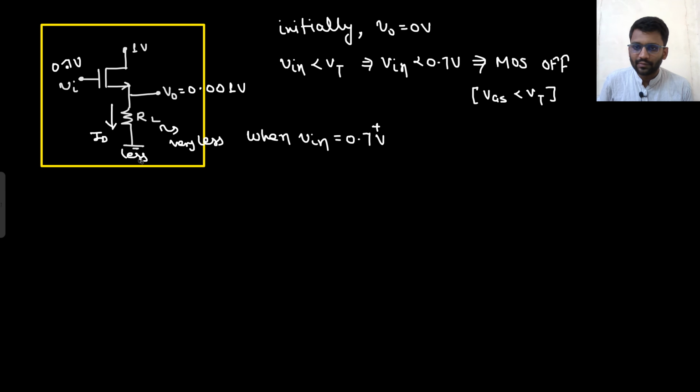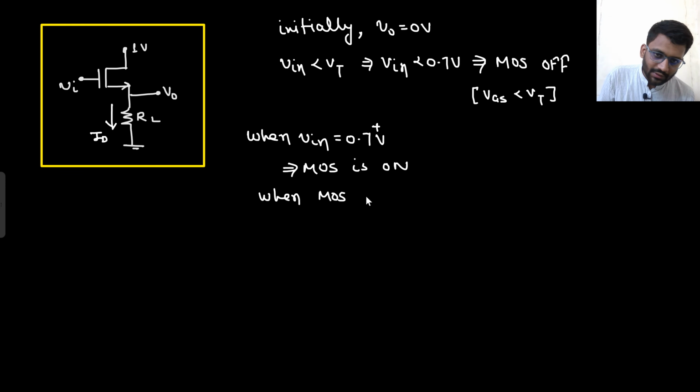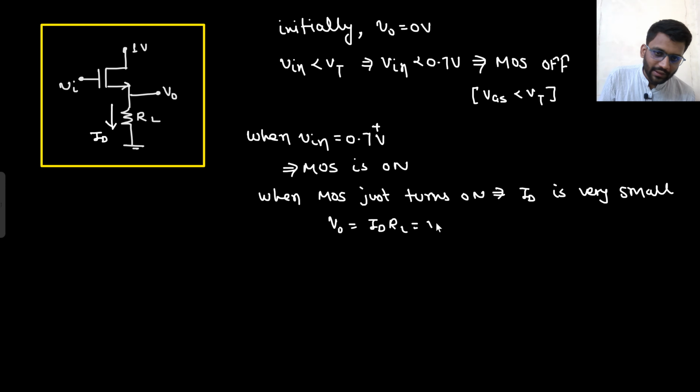So this I can write down. ID I can show. V naught I will remove. This also. MOS is on. When MOS just turns on, at that time ID is very small. And what is your V naught? That is ID into RL. That is also very small, right?